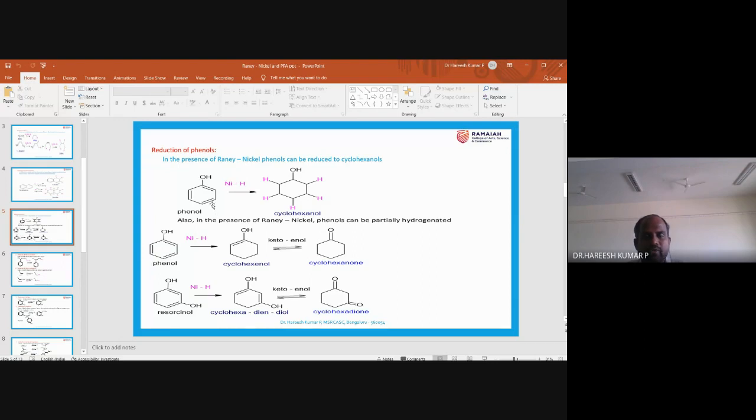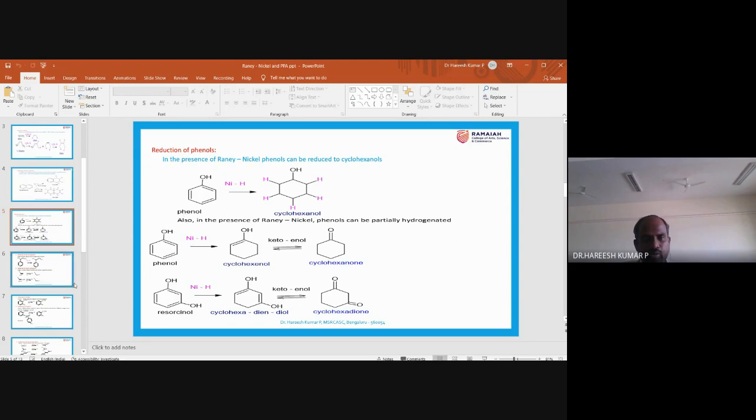So this is about what will happen when phenols are treated with Raney nickel. Phenol undergoes hydrogenation in the presence of Raney nickel and gives cyclohexanol as the product. And if it is partially hydrogenated, in such cases, if the product undergoes keto-enol tautomerism, it can give ketones as the product. So this is about what will happen when a phenol is subjected to hydrogenation in the presence of catalyst.